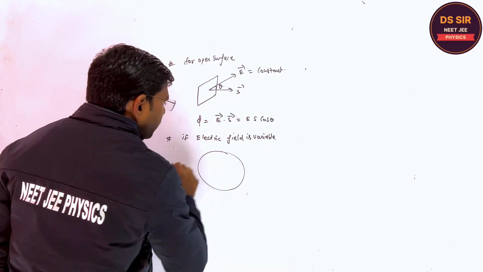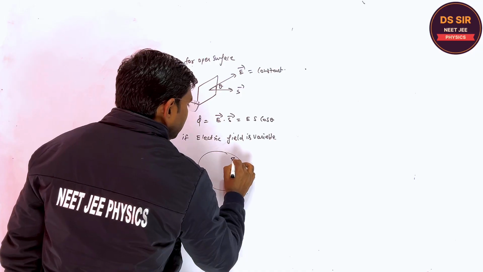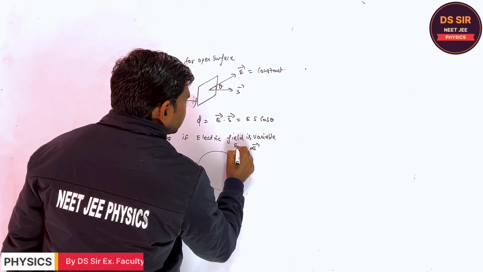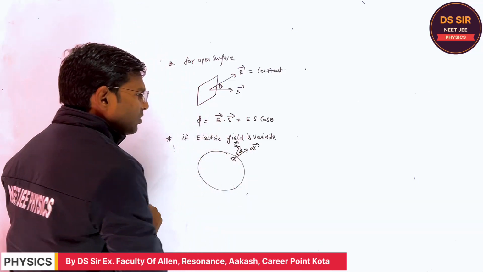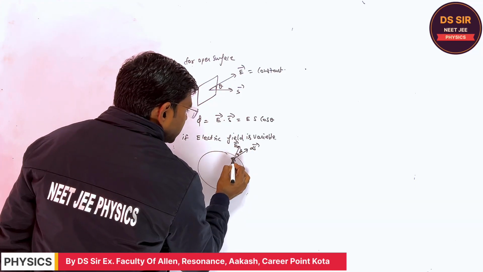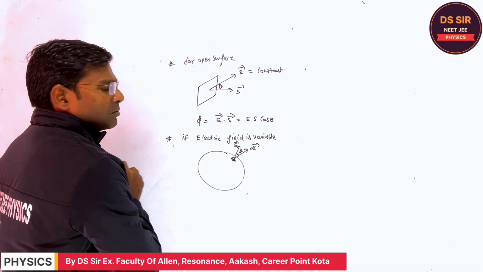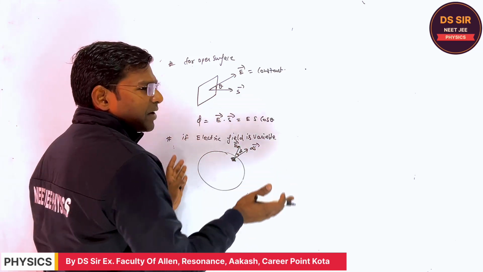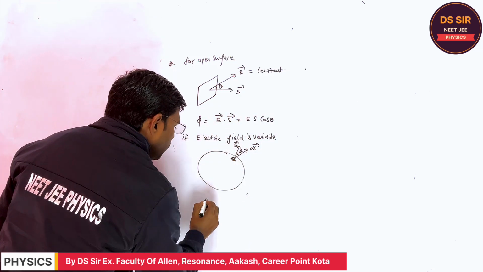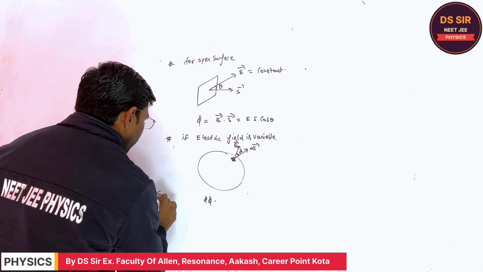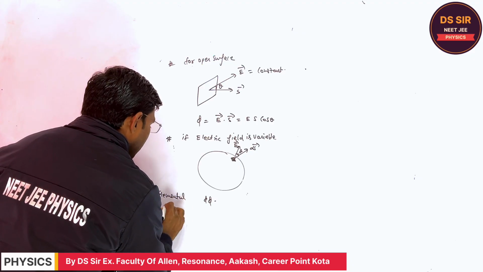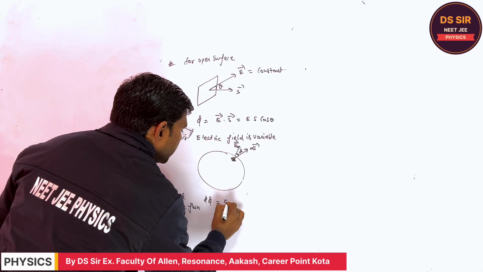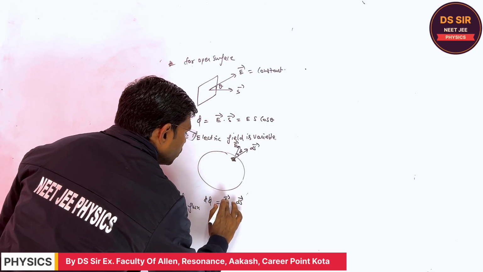Suppose this is the surface and this is the ds vector and the electric field vector is E and this angle is theta. Are you getting or not? So if you consider this is the elemental portion, everywhere the electric field is different. So if you are able to find the elemental electric flux, it is equal to E dot ds. Are you getting or not? You tell.